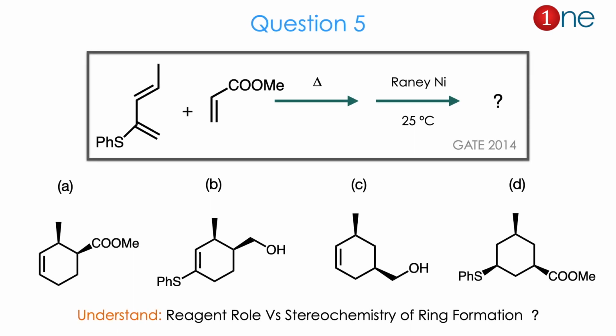Then question number 5. The starting material is a conjugated ketone and you are using a dienophile, which is an alkene with COMe, an electron withdrawing group. Then you are heating, and in the next step you are using Raney nickel with heating. They ask you to find the product. The products are 6-member rings with an alkene, whether COMe is there, or an alcohol is there, or an alcohol at the third position, or a complete reduction with the PhS attachment. So from the reactant, product choices and reagent, you might guess the reagent role is important and the stereochemistry of the new ring formation is the question here. The answer is A. Let us see how.